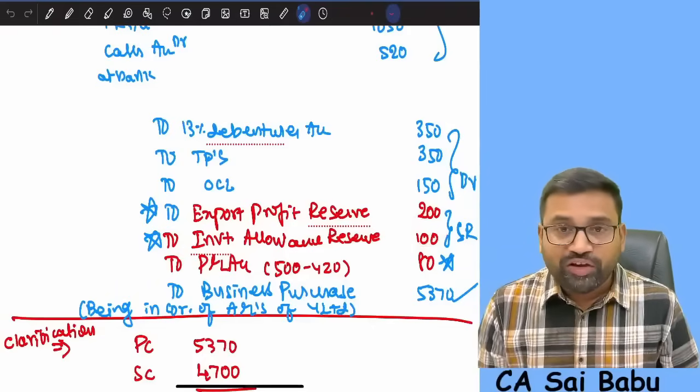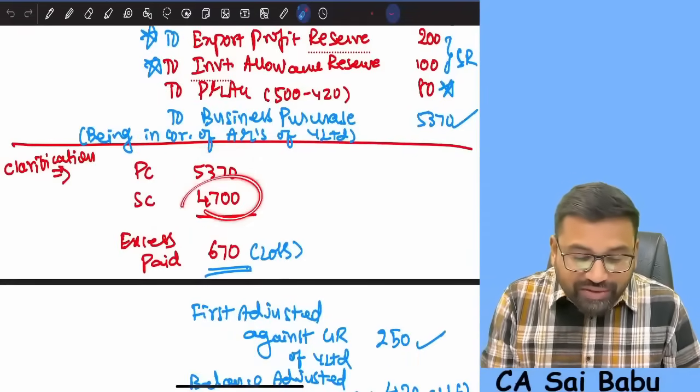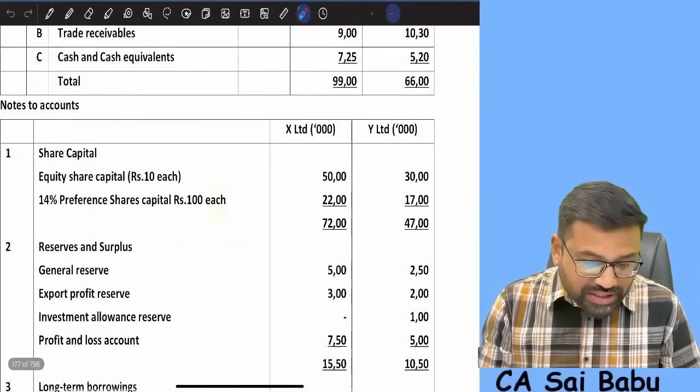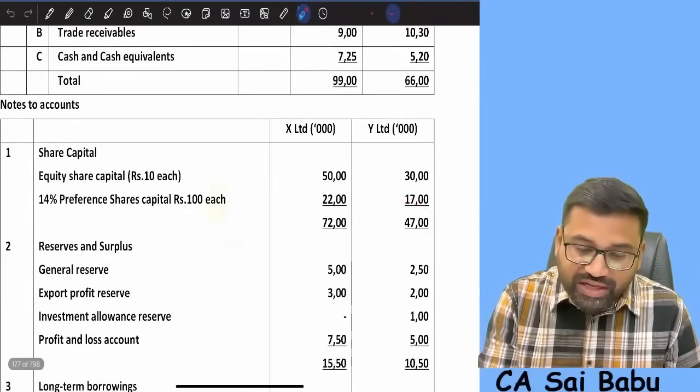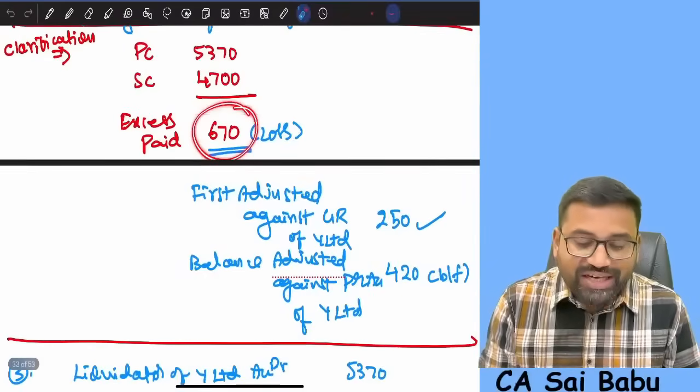And if it is a pooling of interest method, I told you, PC we are paying is 5,370. We need to compare with the share capital of the transfer company. What is the share capital of the transfer company? 4,700, because that is exactly the worth of the business we are taking. That means our PC is more than share capital, a 670 loss.